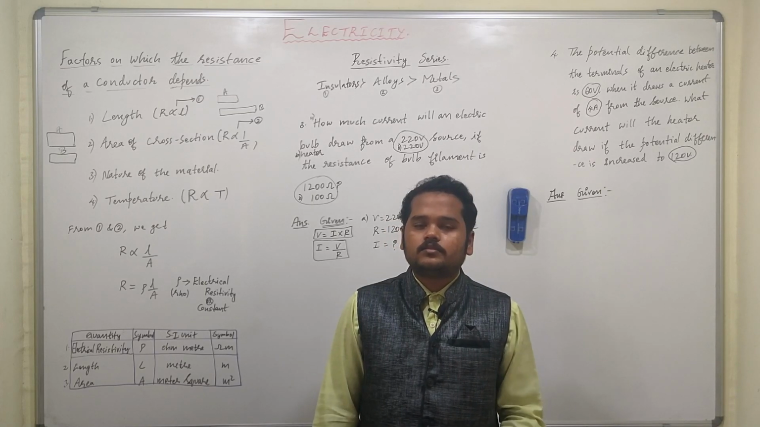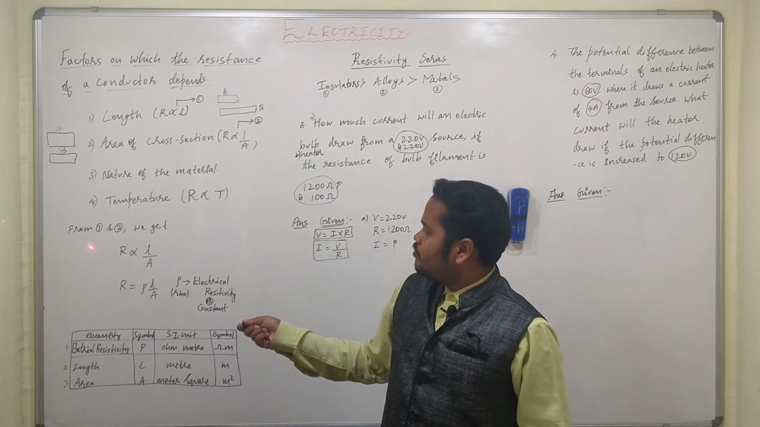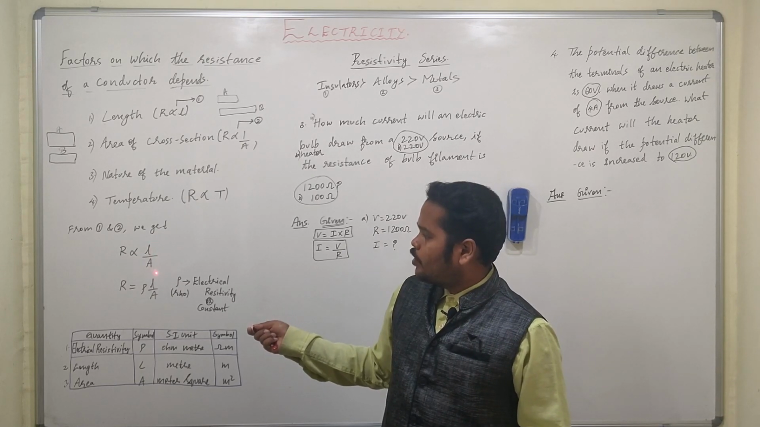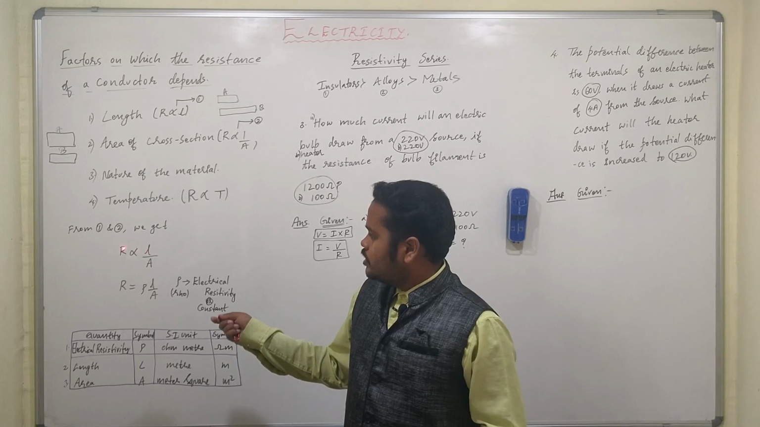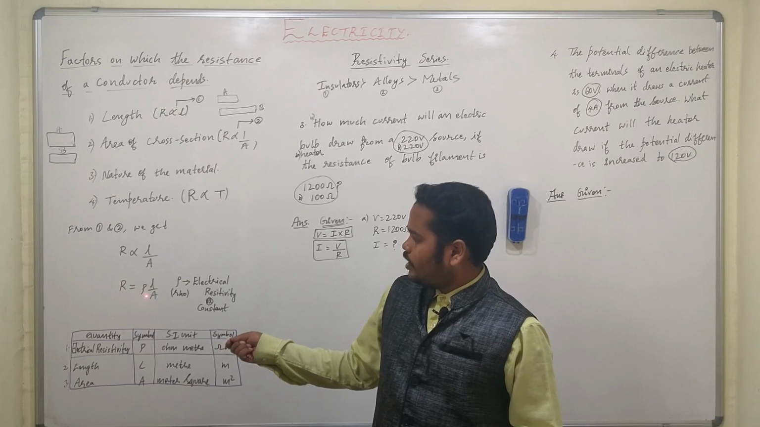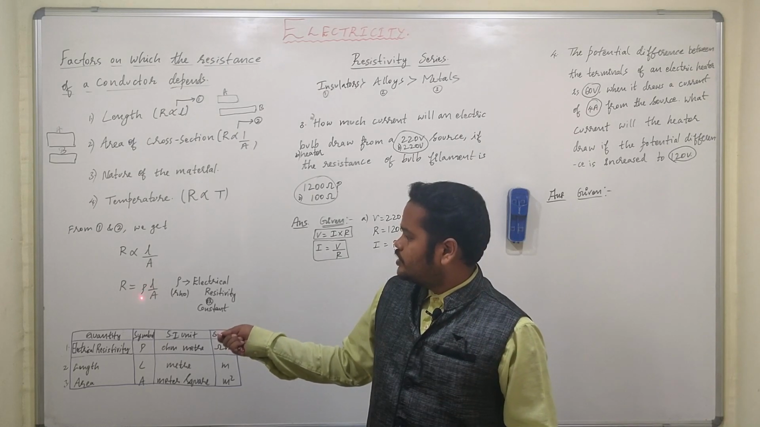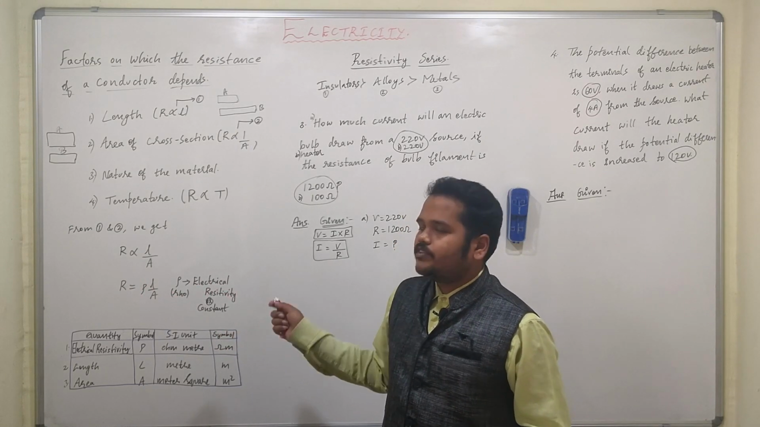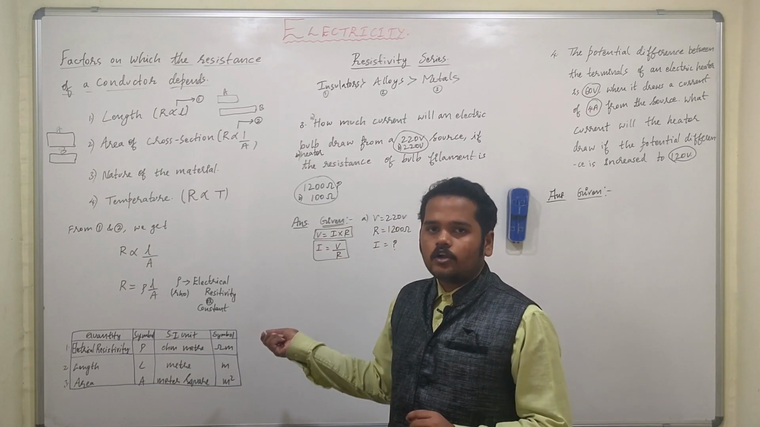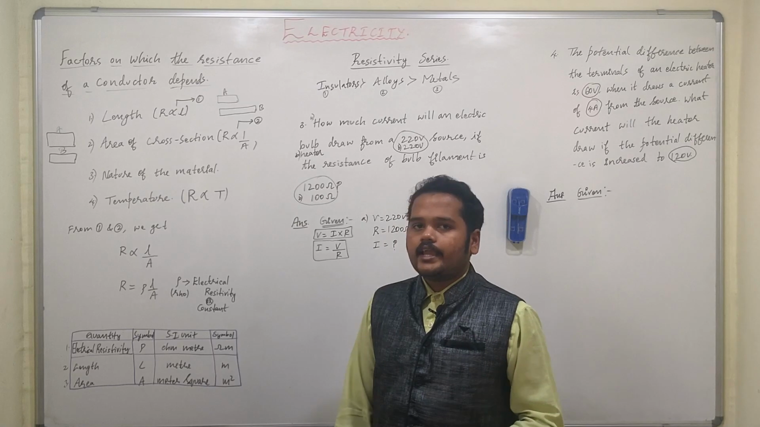Now if we combine equation 1 and equation 2, we get R proportional to L by A, L on the top, A at the bottom. Now we have to remove the proportional symbol. To remove it, we add an is equal to symbol and a proportionality constant, which is called rho or electrical resistivity. So we arrive at the final equation, R is equal to rho L by A.